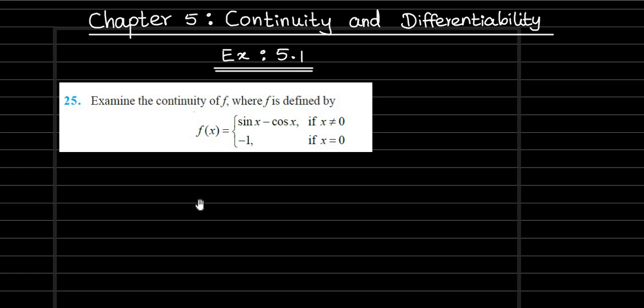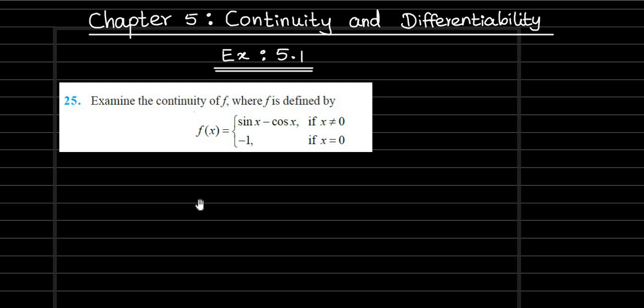In this video, we are going to see for CBSE Maths Grade 12 Standard Chapter 5 Continuity and Differentiability, Exercise 5.1, 25th sum. Already in the last videos, I have uploaded solutions till 24 sums from this exercise. So please do check it. Now let's start with the 25th sum.